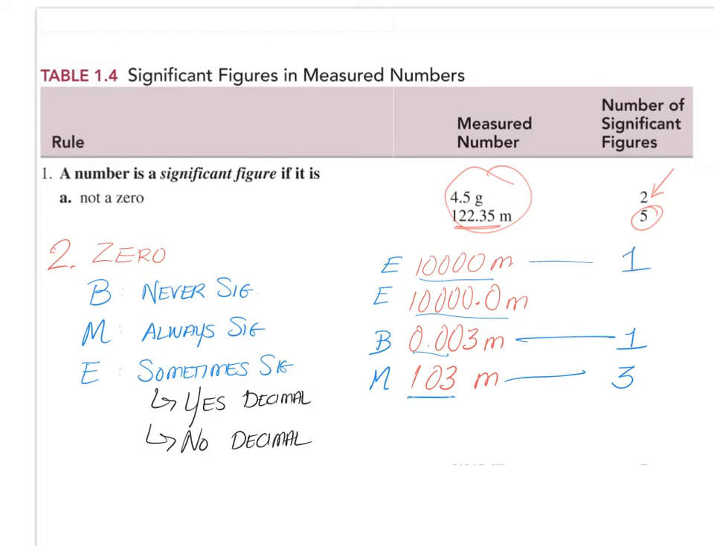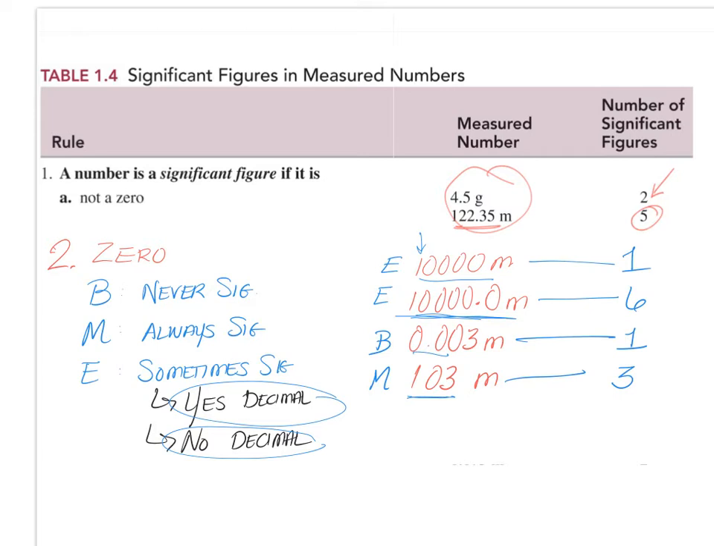Well, when we talk about sig figs, no, it's very, very different. 10,000 meters, the first one, the ending zeros, no decimal, no significance to those zeros. So the only significant digit in the measurement 10,000 is the one at the beginning. 10,000 with a decimal and then a zero at the end, ending zeros, yes, decimal, yes, they're significant. So all six of these digits are significant in this measurement. And you go, what? This makes no sense.